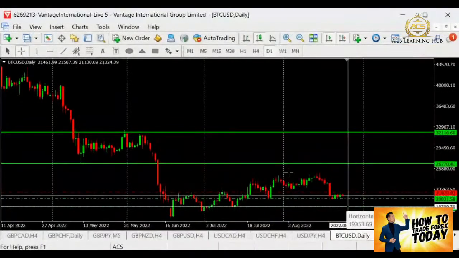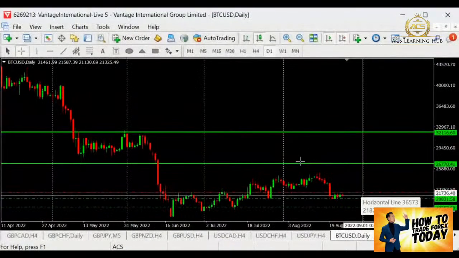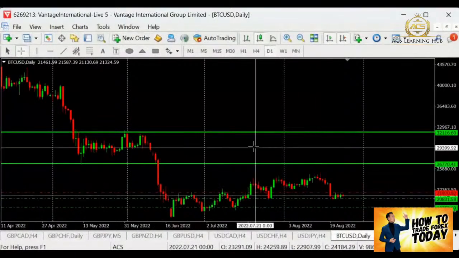I'm looking at 21.8. After 21.8, perhaps there may be another slide off. So this is something that we need to take note of.